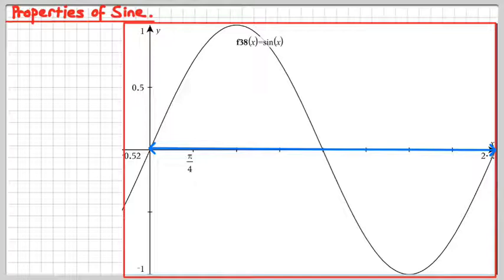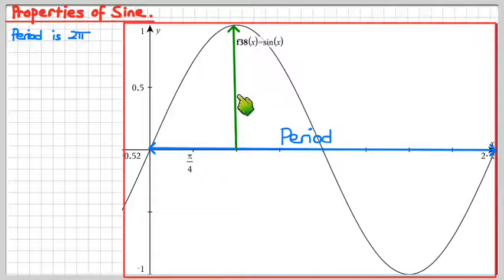That is the part of the graph which you can generate before it starts repeating the same pattern all over again. Okay, and the period is 2 pi. That's of sine.